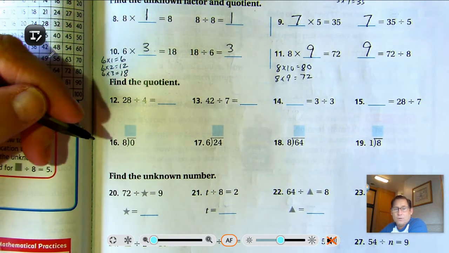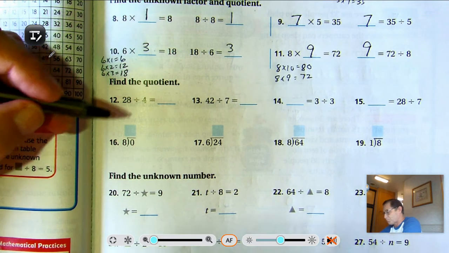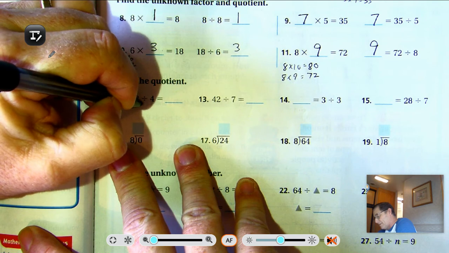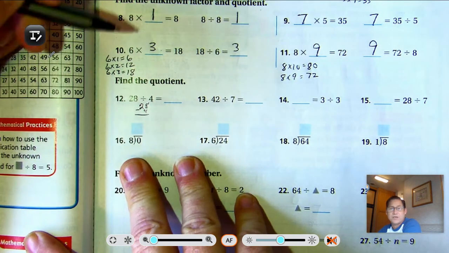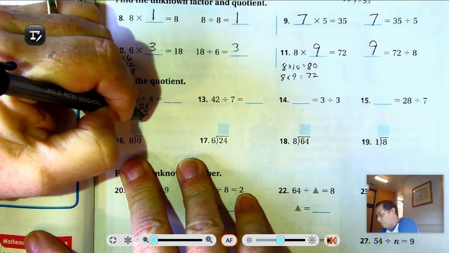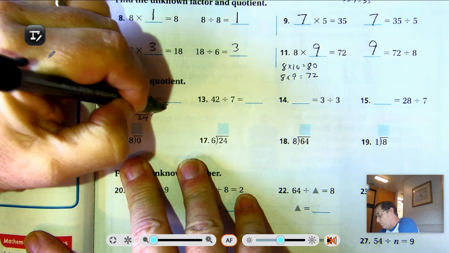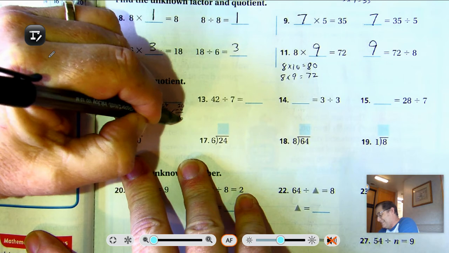28 divided by 4. Okay, well, if we're going to practice repeated subtraction, 28 take away 4 is 24. 24 take away 4 is 20. 20 take away 4 is 16.